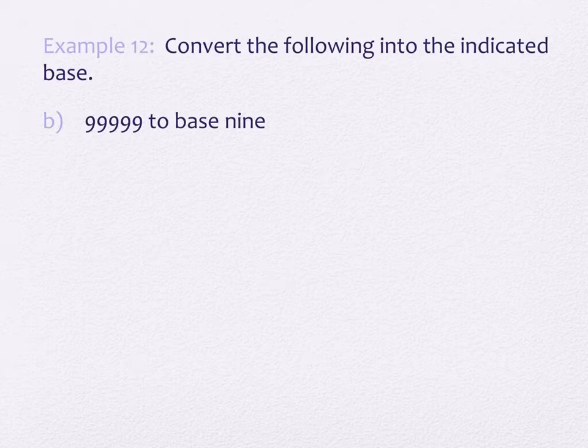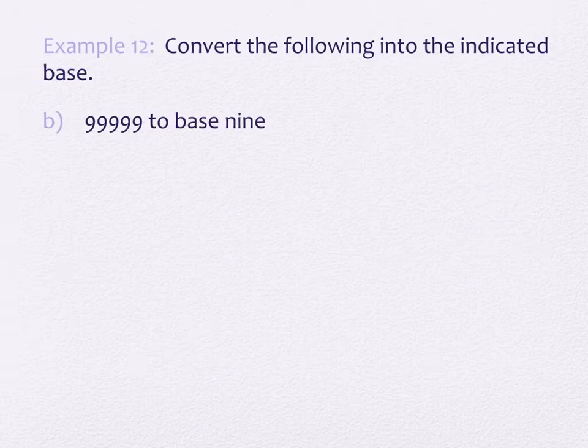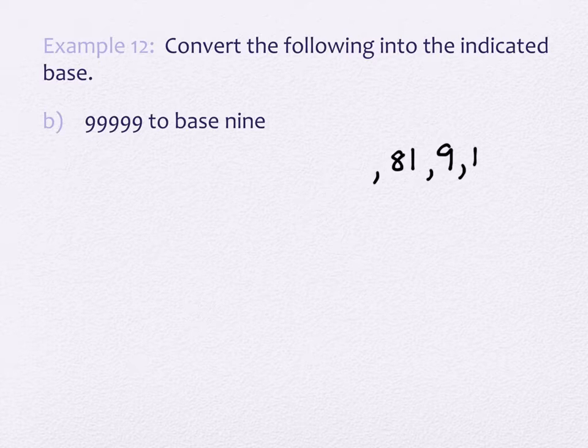What we did last time, I'll just flip back to this other slide, is we wrote out the powers of the base we were in, because that's going to be the numbers that we're going to be dividing by. So we're going to write out powers of base 9. 1 would be the first one, always starting with 1. And then the base itself, 9, would be the next one. And then I need 9 squared, 81. And then I would need 9 cubed, 729.